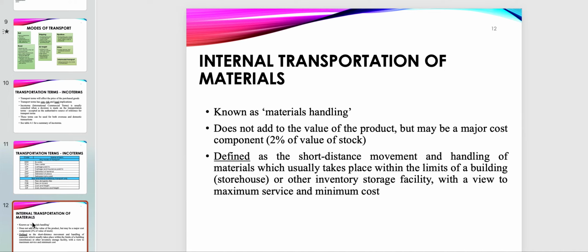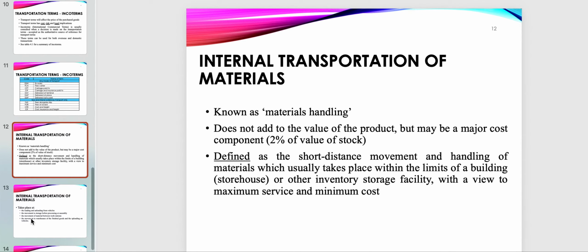Moving to internal transportation of materials, where internal transportation or movement of materials is often called material handling. It does not add to the value of the product, but it might be a major cost component, which is often more than 2% of the average value of stock. So the material handling cost can form up to 80% of indirect labor cost, and which is always more than 2% of your average value of stock.